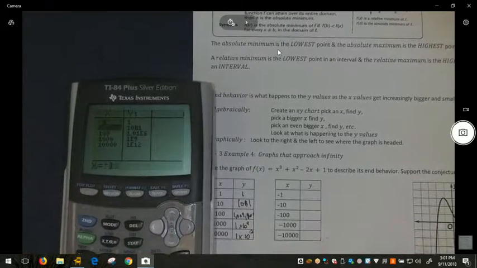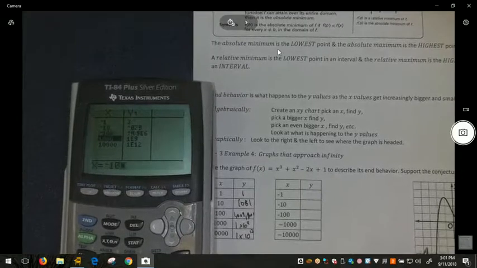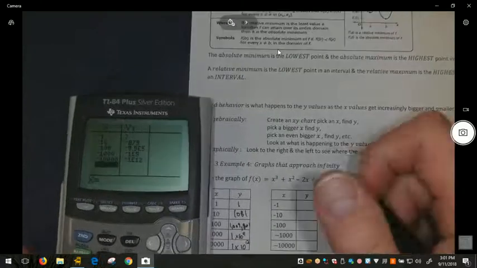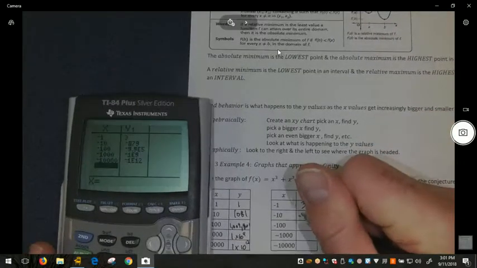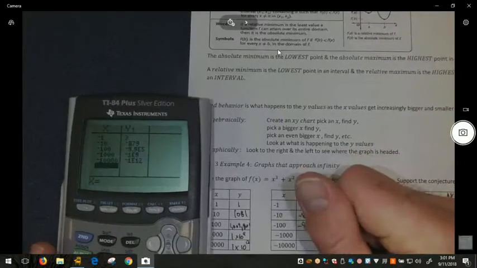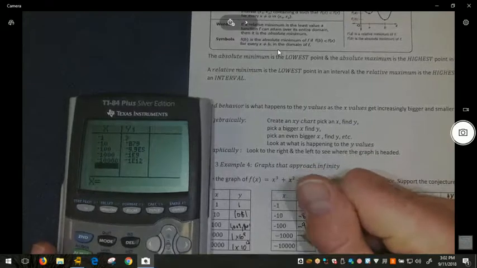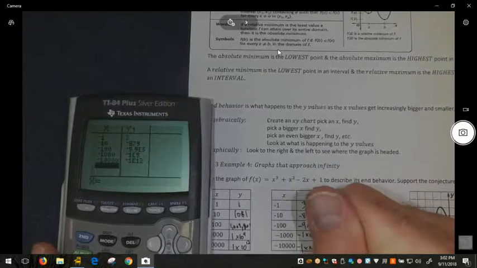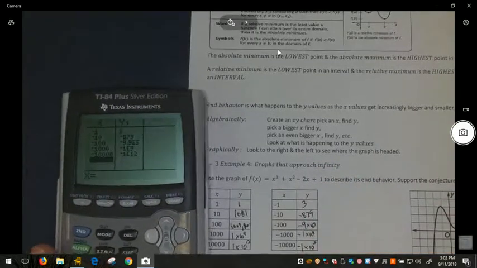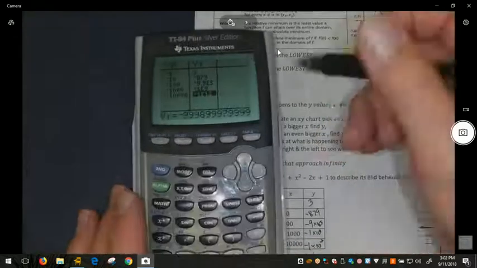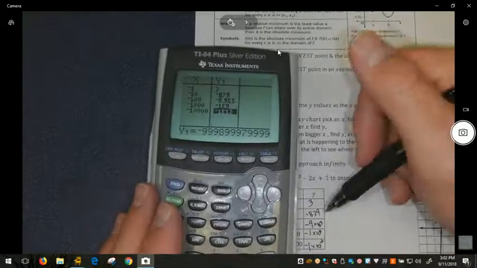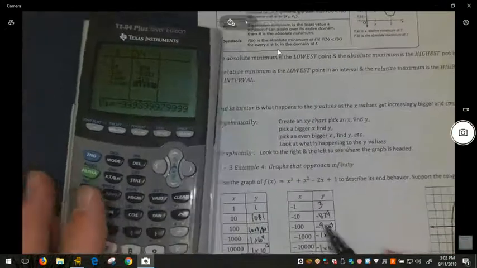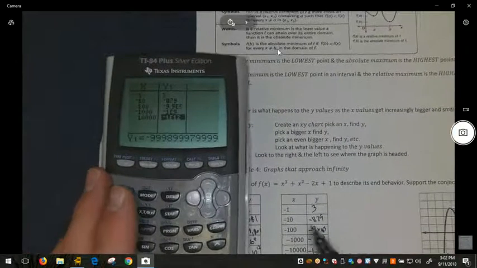Next, we're going to test -1, -10, -100, -1,000, -10,000, and this gives us 3, -879, -9 times 10 to the 5th, -1 times 10 to the 9th, -1 times 10 to the 12th. So these are decreasing, very large values, right? It's getting larger and larger in a negative direction. So the idea is it's going to get infinitely larger.